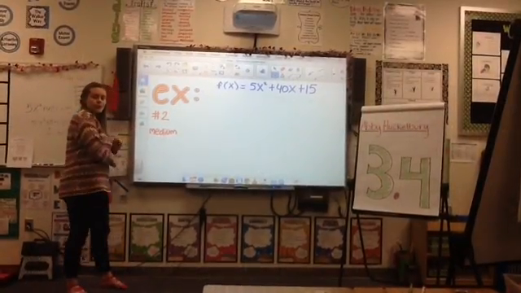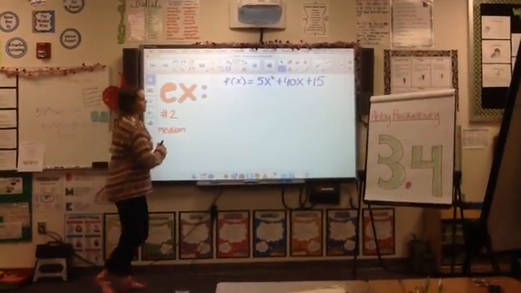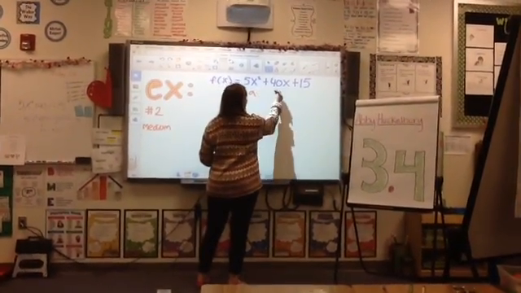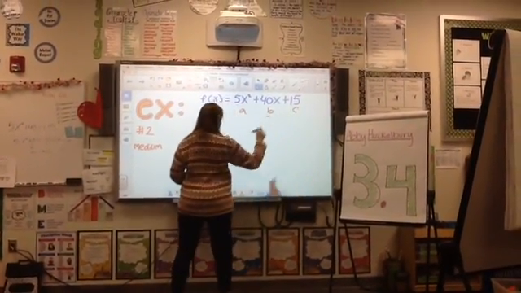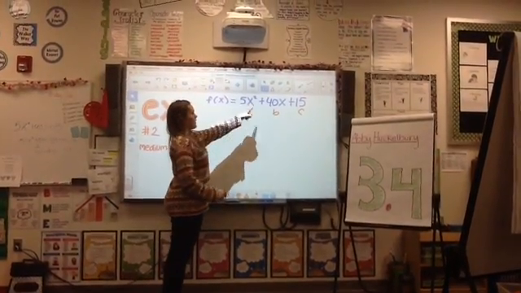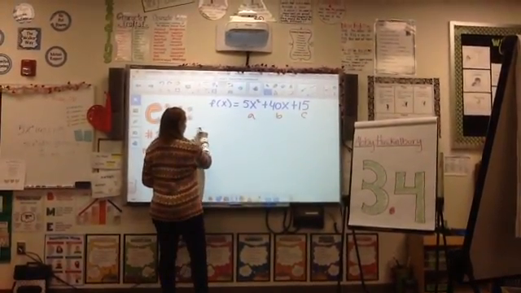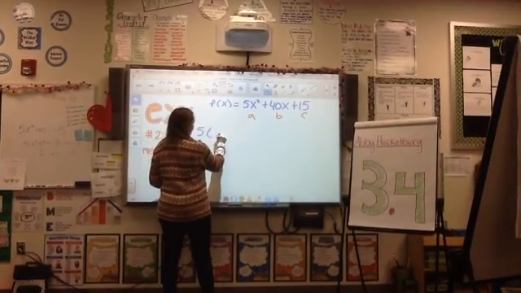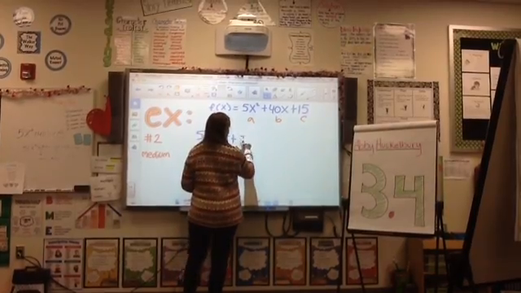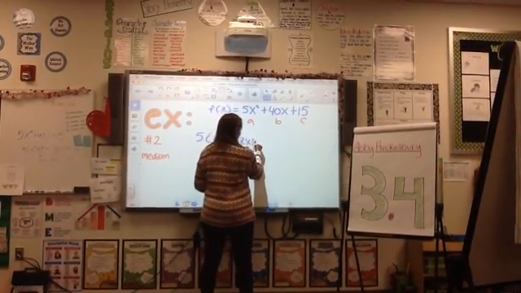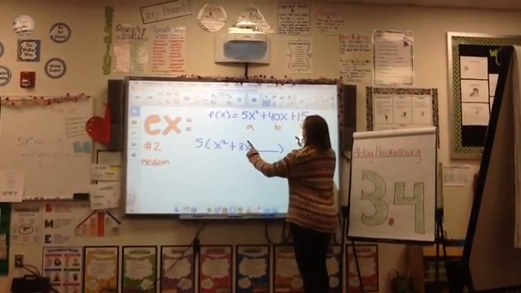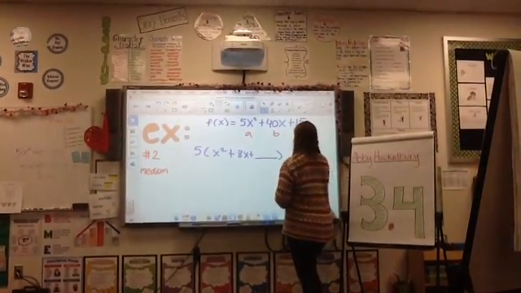Now we're going to do a little bit harder example where A is not equal to 1. So you're still going to be identifying your A, B, and C terms. But remember, because A does not equal 1, you're going to need to factor it out. So when we factor out 5, we have x squared plus 8x, leaving a spot for your new C term. And we don't factor out 5 from 15 because it's outside of the parentheses.